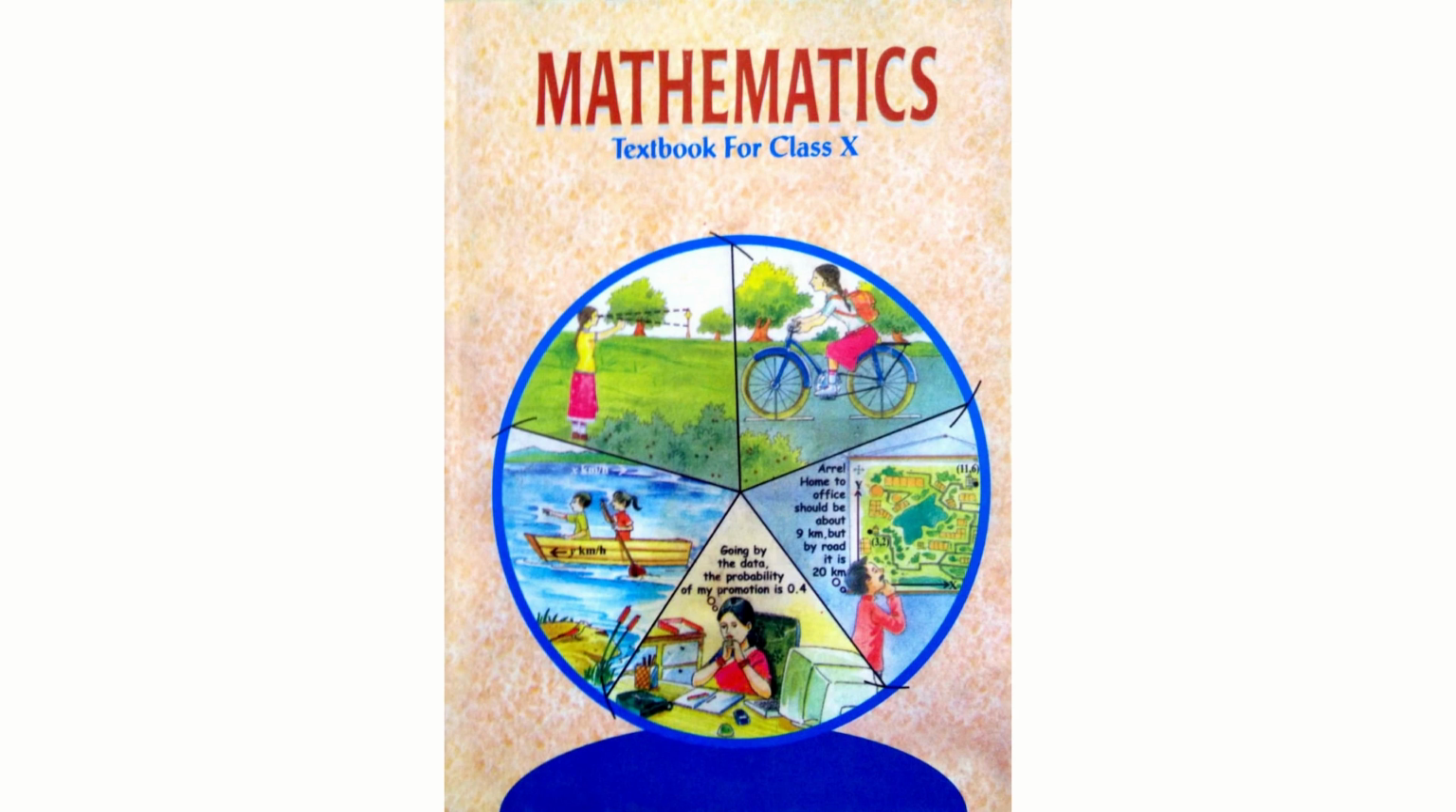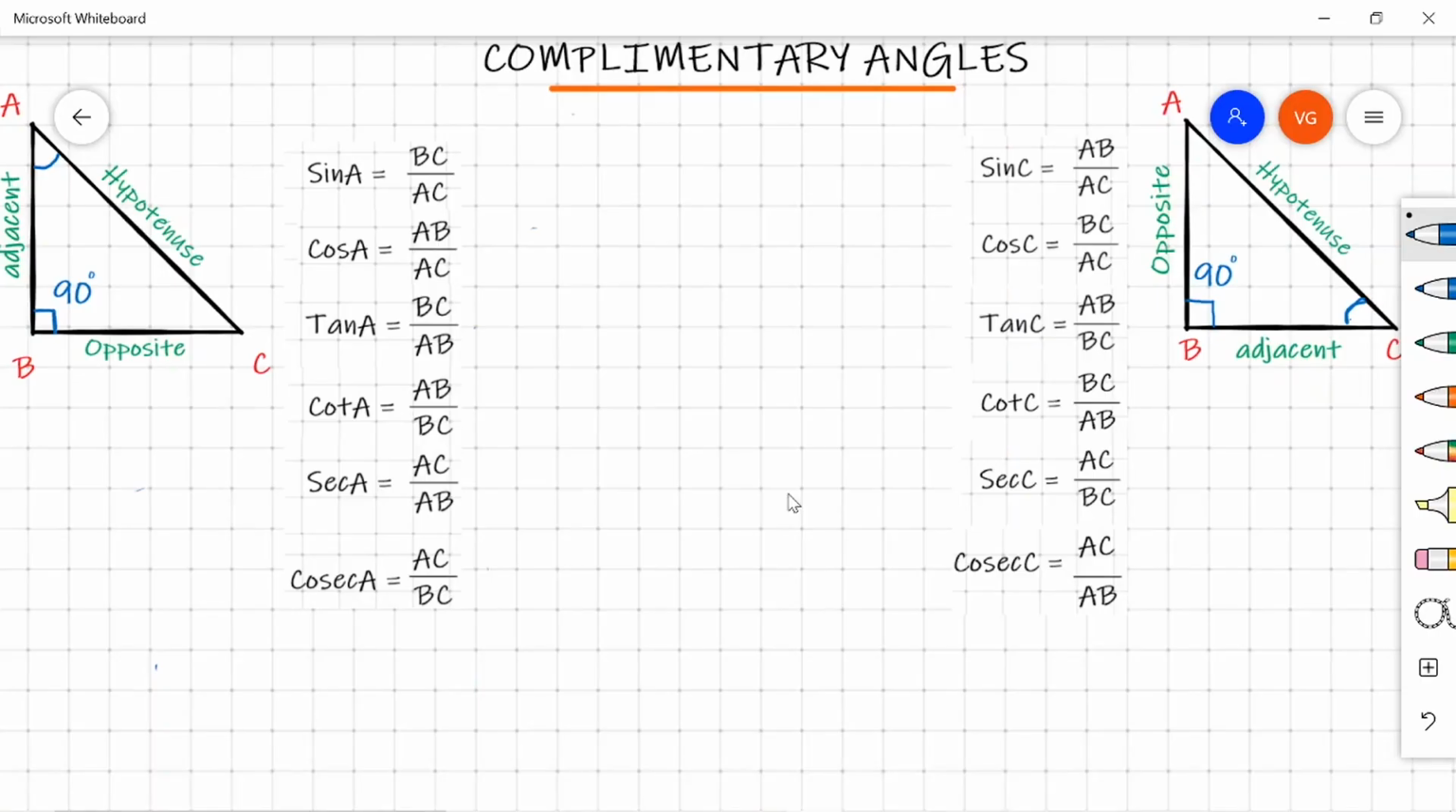I am going to solve CBSE NCERT textbook for class 10 with a detailed explanation for all the chapters. Today I'll explain how the trigonometric ratios of complementary angles are derived and a simple technique to remember the complementary pairs. Now let us consider a right angle triangle ABC right angled at B. So the other two angles, that is angle A and angle C, are acute angles.